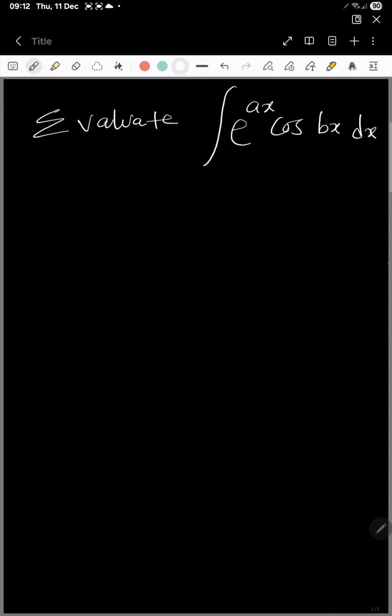In this video, we are going to look at how to integrate this question. This is an integral of e to power ax, or exponential ax, cos bx dx. So how can you integrate this question? This question is coming from foundation calculus. Those that do foundation calculus or calculus 1 are the people that do such type of integration.